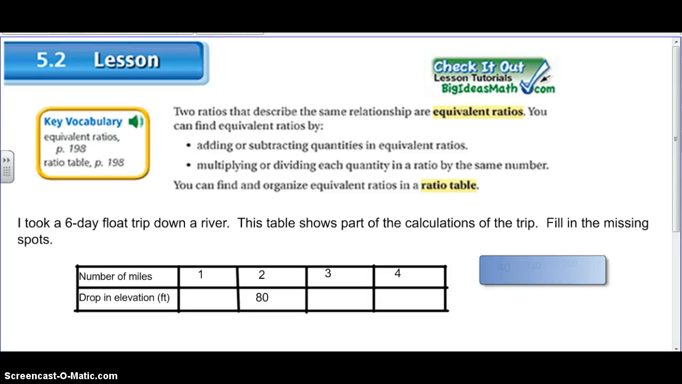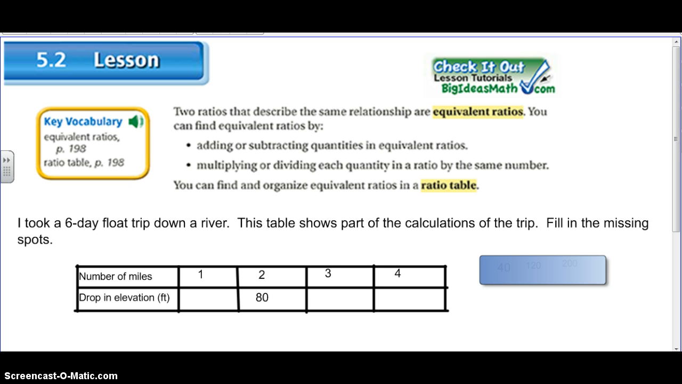Lesson 5.2, page 198 in your hardcover book. The goal for today is to be able to make and use ratio tables. Your essential question from yesterday was, how can you find two ratios that describe the same relationship? Also, I remind you to read over the targets that you have to meet for lesson 5.2 in your direction packet. All right, you can take a look at page 198 or up on the screen.